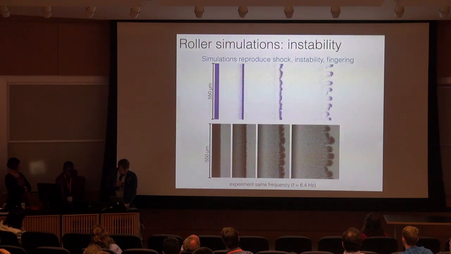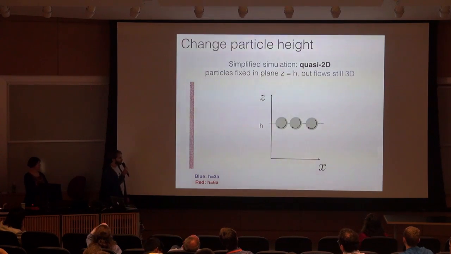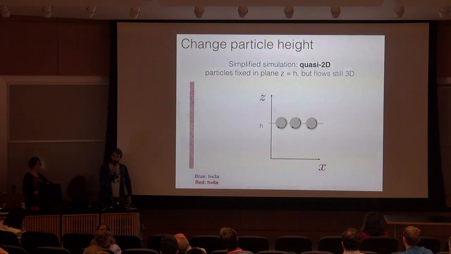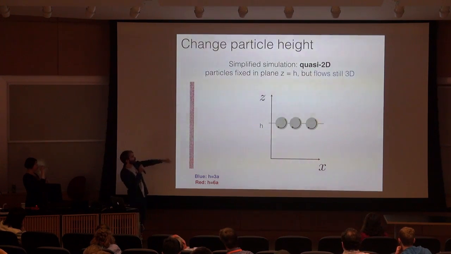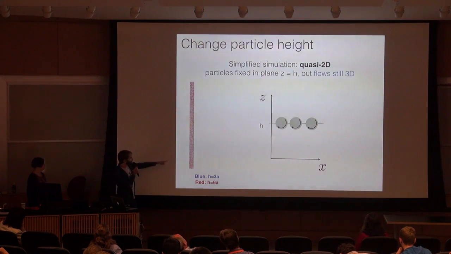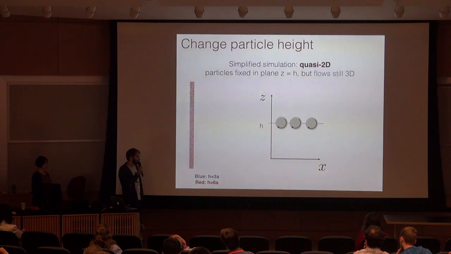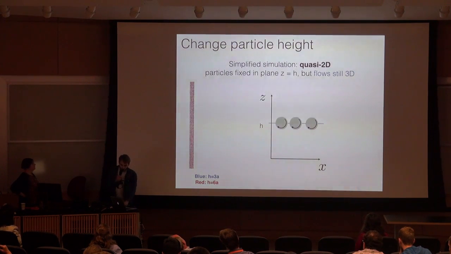So, of course, what is nice with simulation is that you can control the parameter space, and here we wanted to see what the effect of the height of the particles was for this instability. So we just confined the particles in a plane above the wall at a given height, but still kept a 3D flow field. Here we're going to see a video with blue particles, which are close to the wall, and red particles, which are twice further away from the wall. And two simulations are run on top of each other.